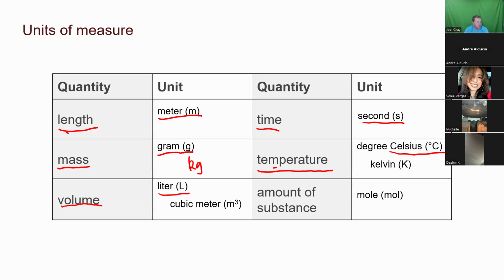Now, that's the metric system. In chemistry, we use something that's a little bit different from that. And the reason that it's different is because we use a system known as the Kelvin system. This is what is known as an absolute system.